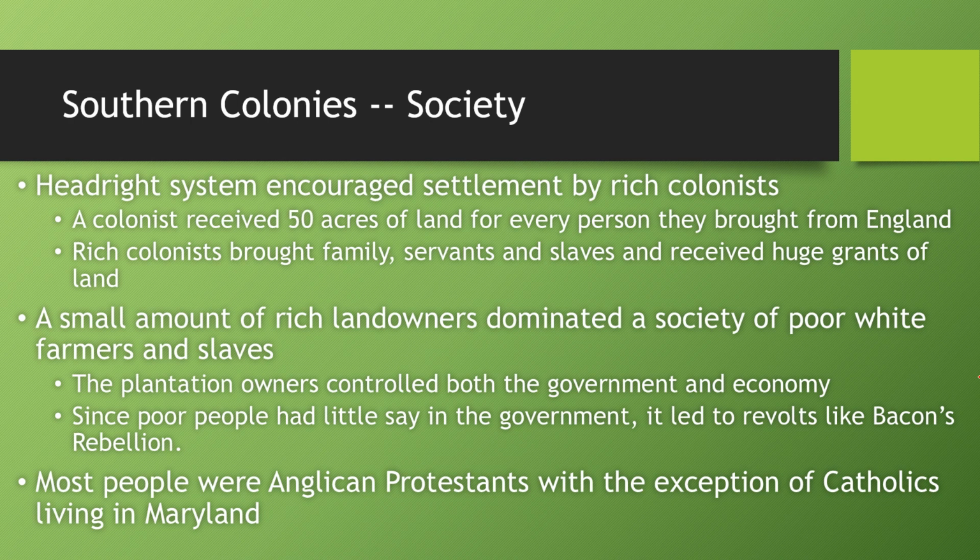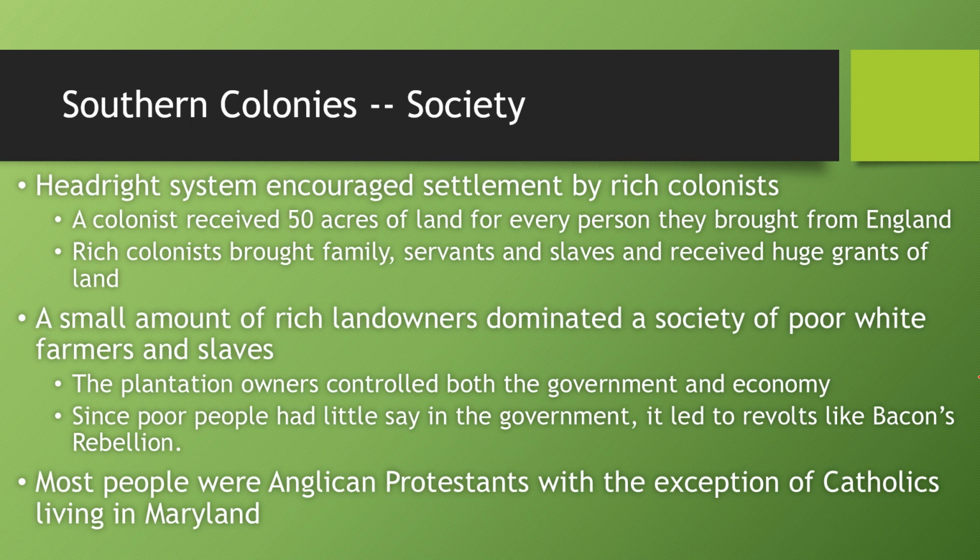This really benefited rich colonists and settlers because they could bring their family, their servants, their slaves, and for each one of those people that they brought and paid for, they got another 50 acres of land. What's going to happen with this is a small amount of very rich landowners are going to come to dominate a society populated in large part by very poor white farmers and slaves.